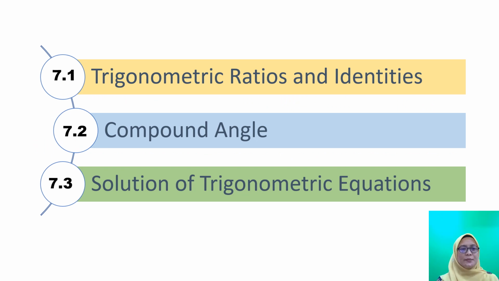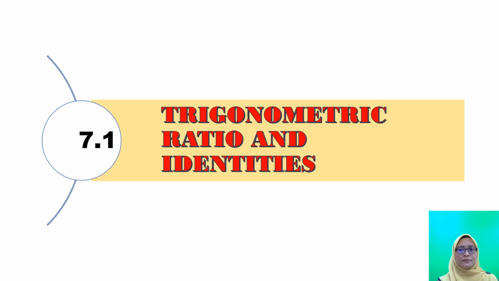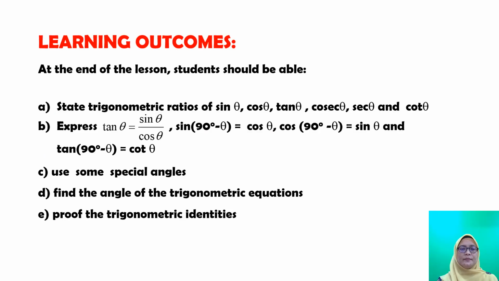Okay, so in this chapter we have three subtopics. 7.1 is trigonometric ratios and identity, 7.2 is compound angle, and 7.3 is solution of trigonometric equations. So for 7.1, trigonometric ratios and identity.